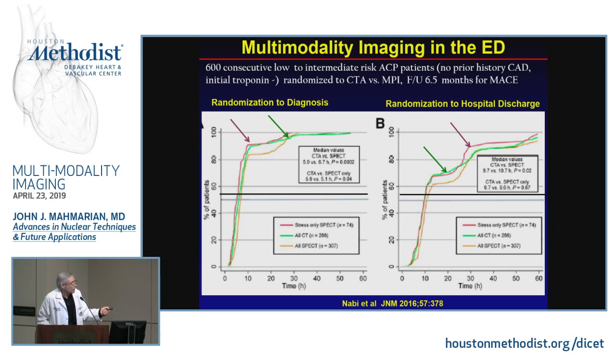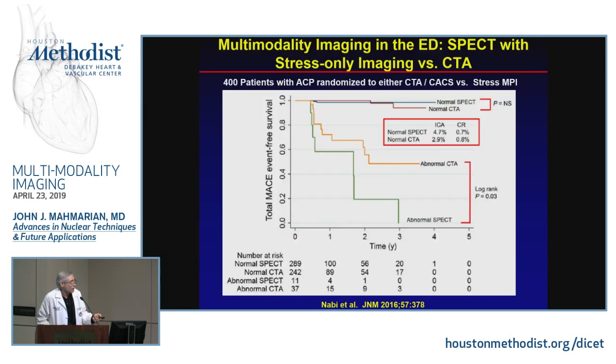So getting people in and out is very important to us all, and by doing stress first, you can really maximize that ability. We also showed the benefit of nuclear imaging compared to CT, not in the normal group. If you're normal by either technique, you do very, very well. But actually, SPECT was a better predictor of events long-term as compared to an abnormal CTA.